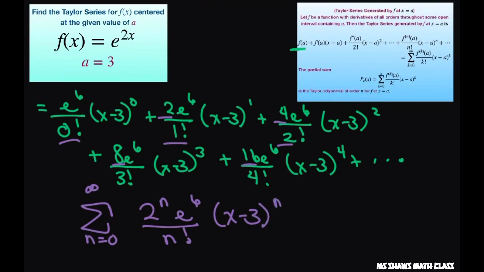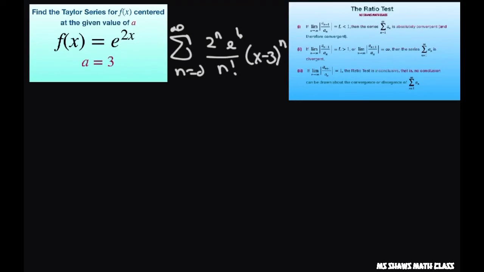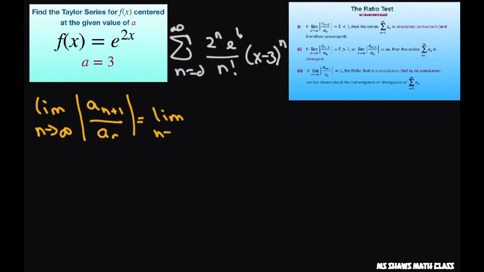The next thing we have to do is find our radius of convergence. So we're going to use the ratio test. Let me write this really fast: 2 to the nth power e to the 6th. All right, so we had that. Now the ratio test is the limit as n approaches infinity of the absolute value of a sub n plus 1 divided by a sub n. That equals the limit as n approaches infinity.